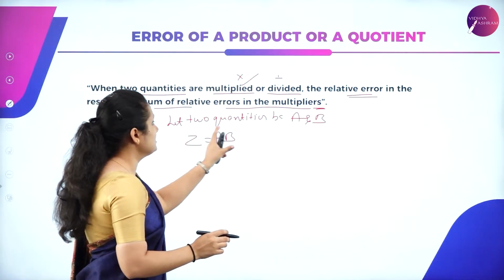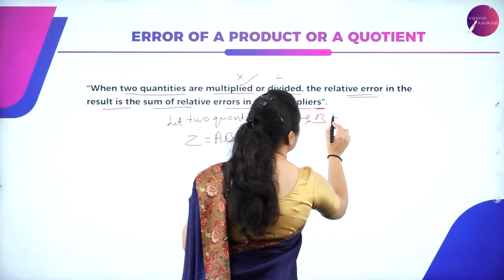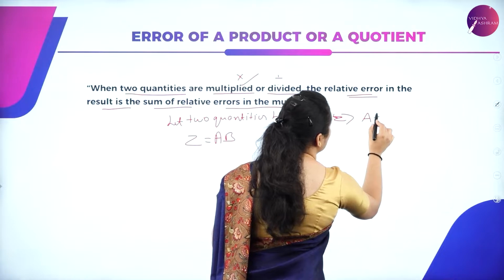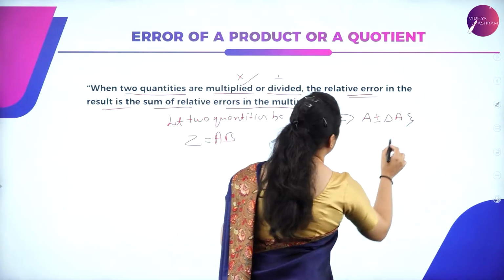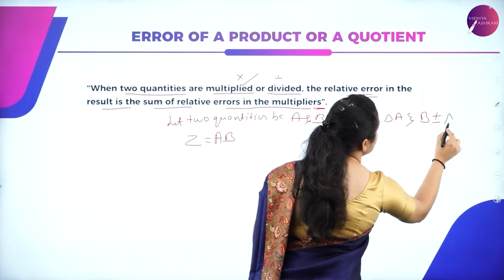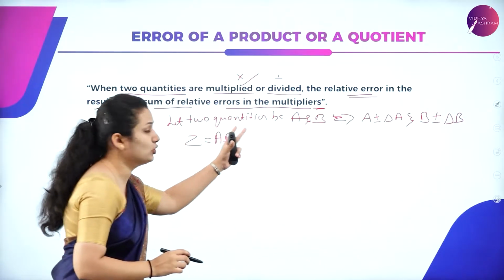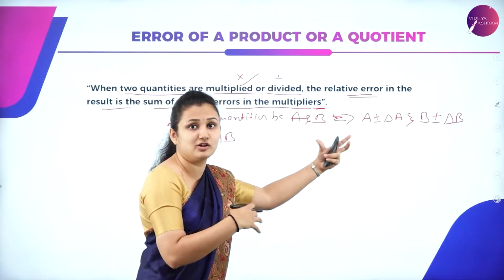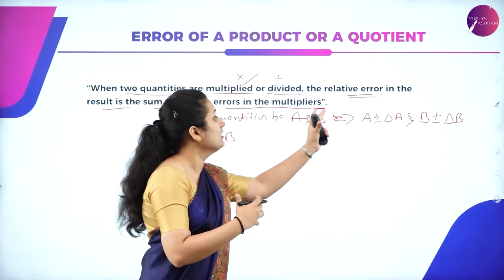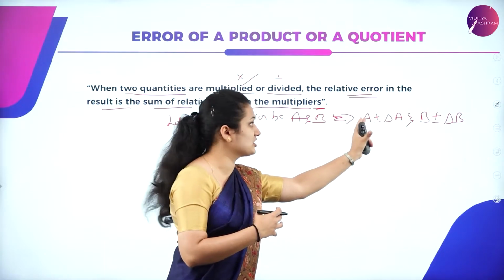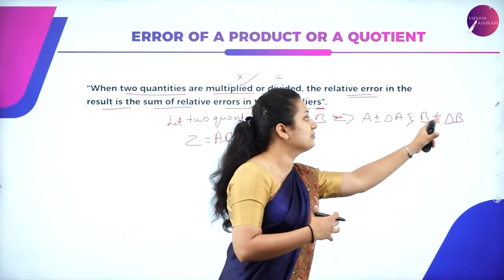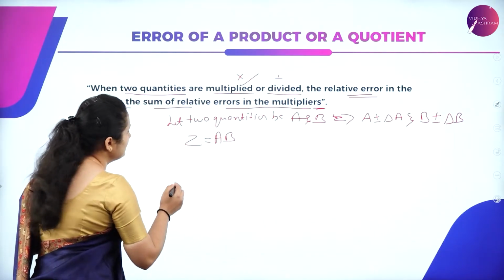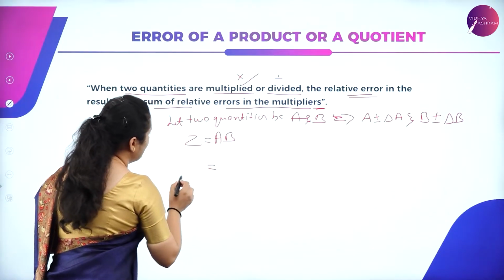So, these are the two quantities A and B. The measured values of A and B will be A plus or minus delta A and B plus or minus delta B. After you measure them, there will be some uncertainty in your measurement. So A is given as the measured value plus or minus its error, delta A, and B plus or minus its error, delta B. Now, how will I write this? So, error in Z is equal to, how will you write this?